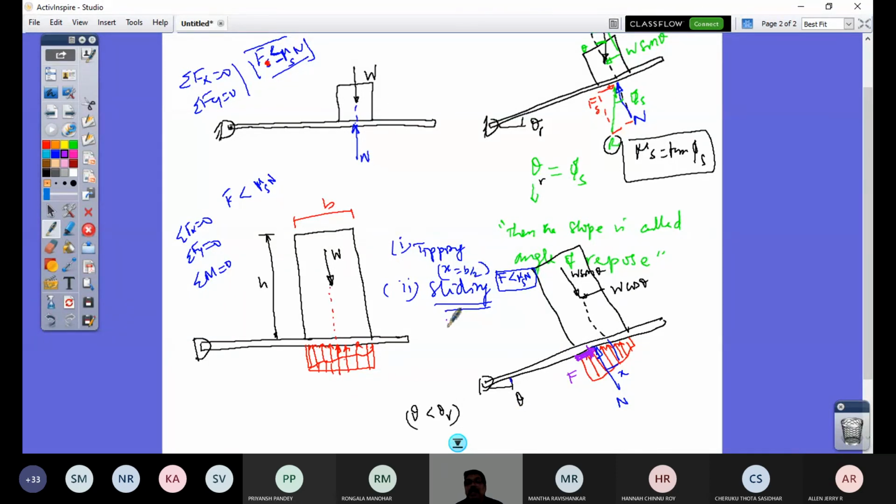So for sliding to happen, what is the necessary condition? F should be equal to mu_s N. But it is also important that this is not sufficient. This is an important necessary condition, but not a sufficient condition. Why? Because my x value should be less than b by 2. The normal should not come to this edge. The normal should be between 0 and b by 2. Then my F value reaches this, and this block, or the drum placed on this, would not tip. It will slide before it tips. So the state of static equilibrium would be disturbed by sliding.